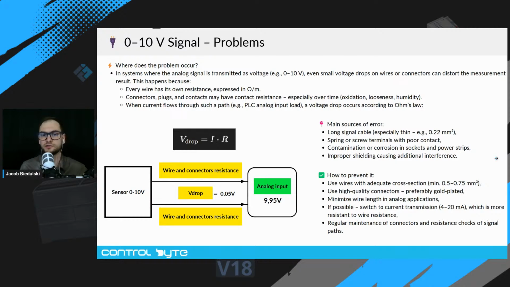Okay, so how can we prevent it? We can use adequate cross sections of the wires, 0.5 to 0.75 square millimeters. Use good quality connectors with gold plating, and minimize wire length in analog applications. If we have longer distances, we have to switch to current loops, to current signals, okay?